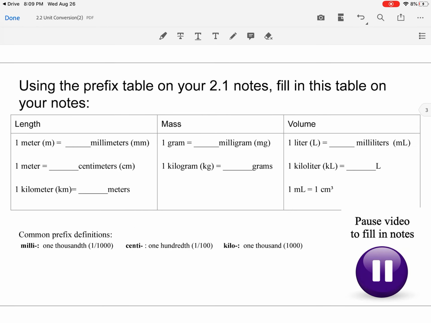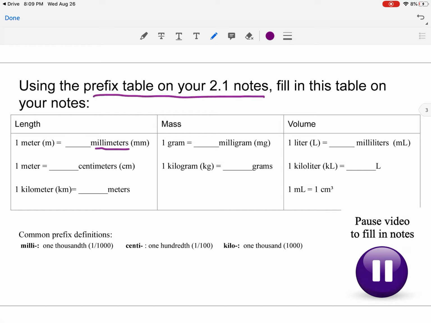All right, the first task is to use the metric system, use those base units to figure out how many, for instance, millimeters are in a meter. So we have some common prefixes down here. You can also use that prefix table in your previous notes. 1 meter, how many millimeters are in a meter? Since I know milli means 1/1000th, then I would guess that there's 1,000 millimeters in a meter, and it's true, there is. You're going to pause your video and fill in your notes here.